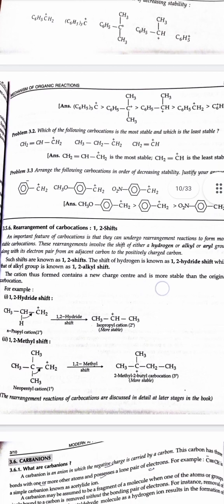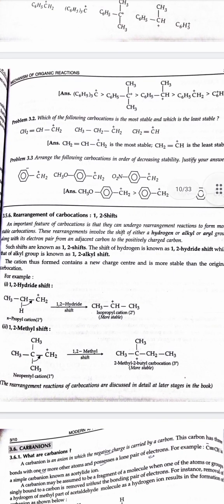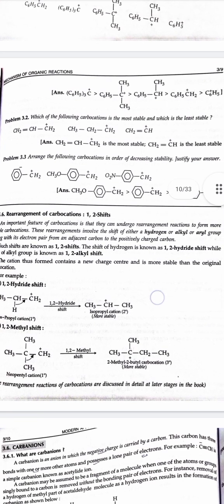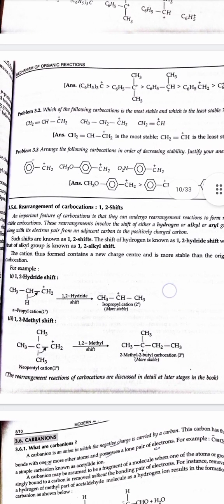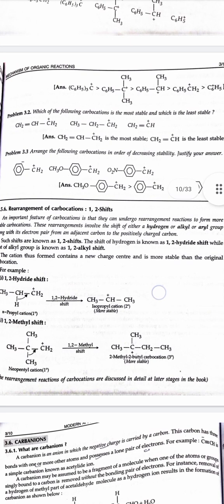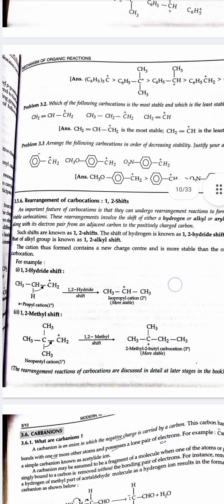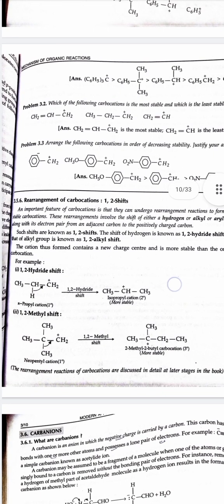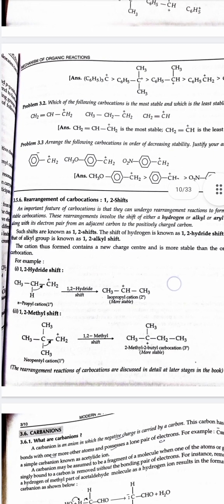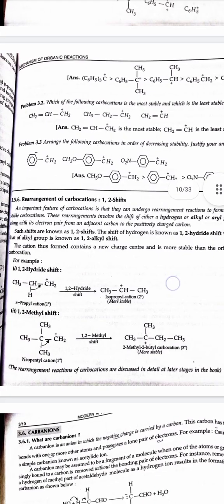Rearrangement of carbocations. 1-2 shifts. An important feature of carbocations is that they can undergo rearrangement reactions to form more stable carbocations. These rearrangements involve the shift of either a hydrogen or alkyl or aryl group along with its electron pair from an adjacent carbon to the positively charged carbon. Such shifts are known as 1-2 shifts.